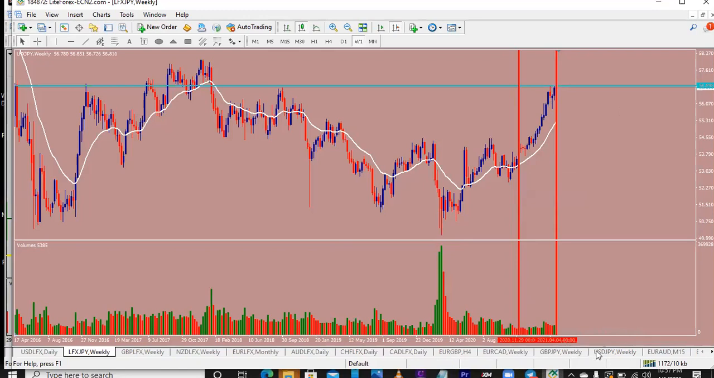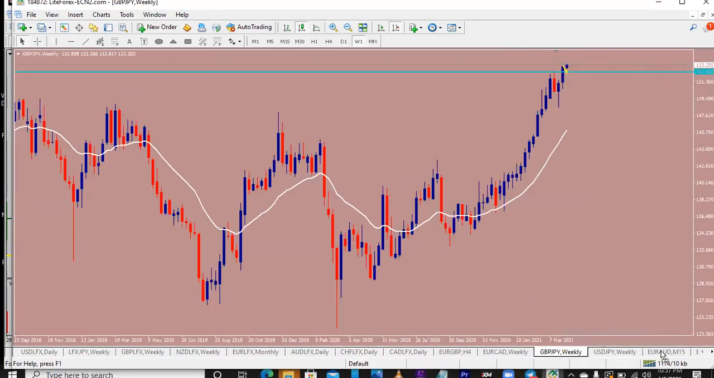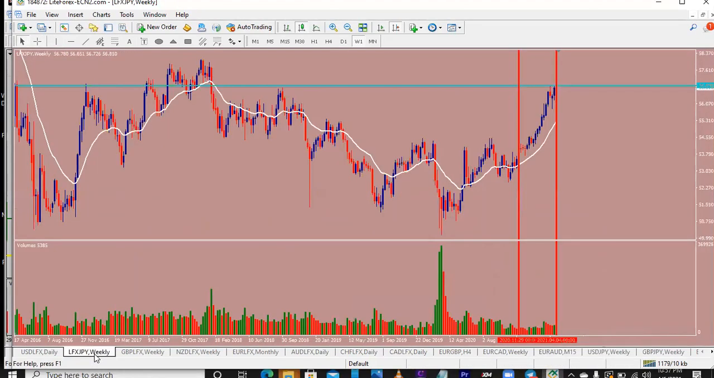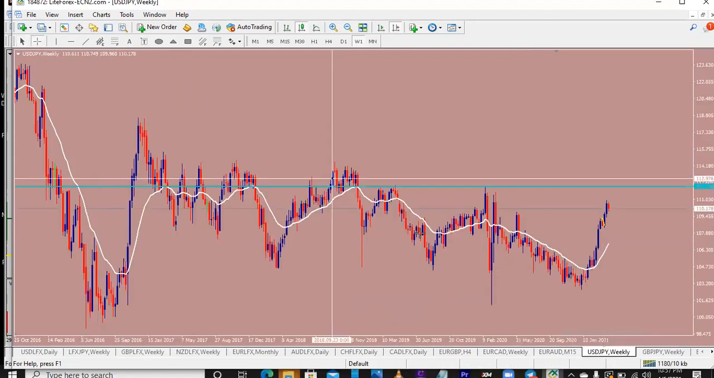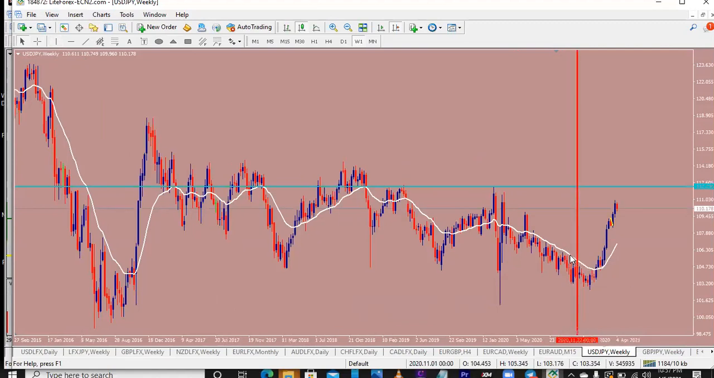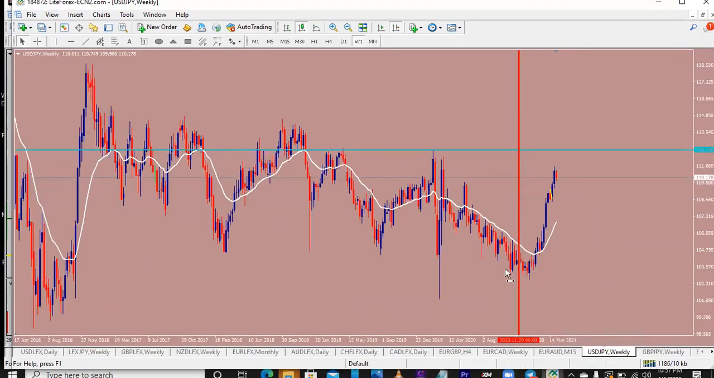Now let's go to USD JPY. This is USD JPY weekly. We'll go to 2020 11. What did we check that time? 11/29. Let's go to USD JPY 2020 11/29. Okay, the next bar. Good, 11/29. This is it.